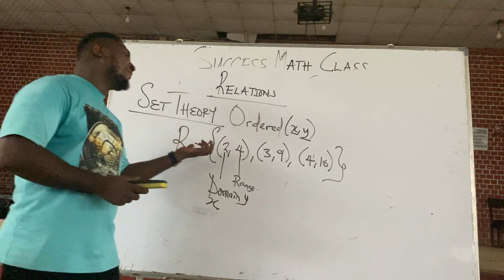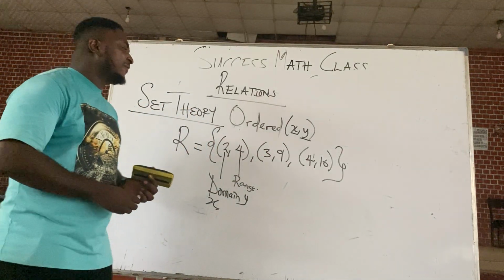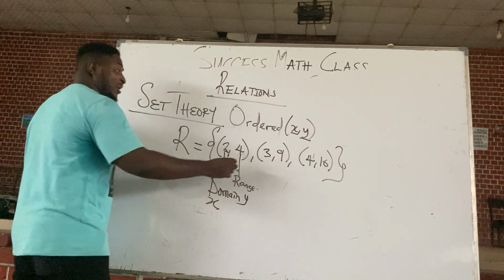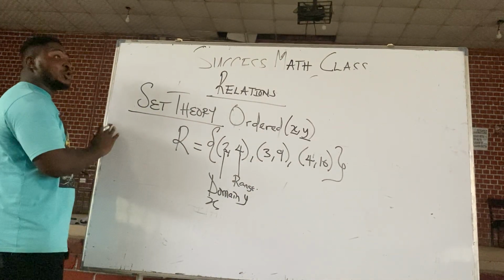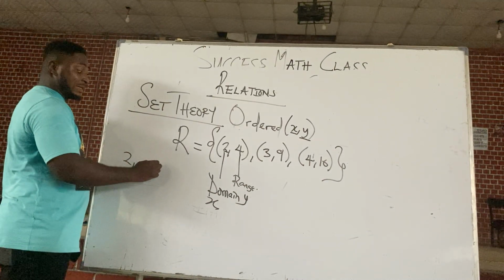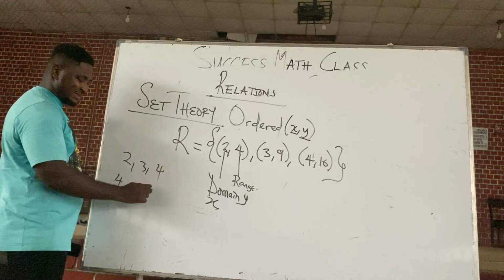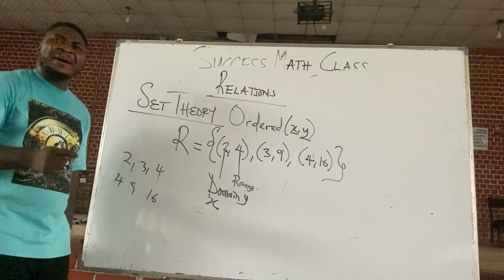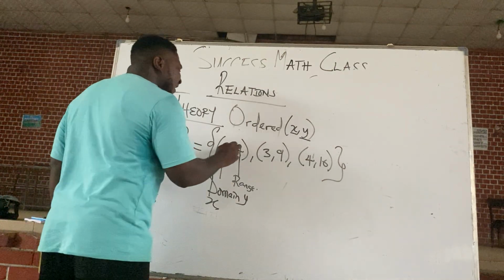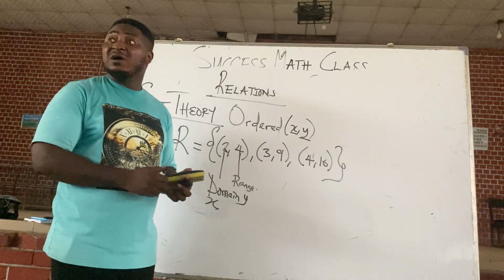Class, they said there's a binding factor between each pair of a relation. If you look at this relation, x is the first component, y is the second. The domain of this relation is 2, 3, 4 and the range is 4, 9, 16. The common binding factor between each pair is that the square of x is y. 2 squared gives you 4.